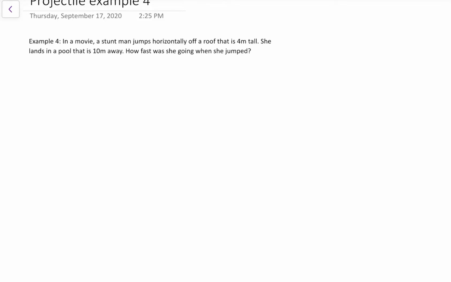Okay, working through our steps of projectile motion. Sketch a little picture of what's happening. This one's going to be a little bit of a doozy sketch. So we've got a stuntman jumps off a roof, stunt person jumps off a roof and lands in some water. Got some mixed up pronouns in there, I guess.